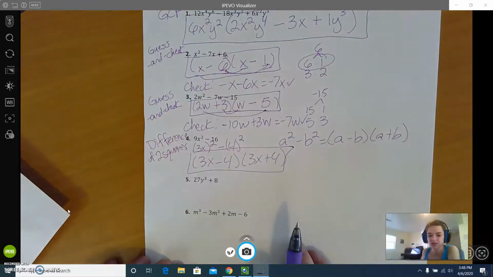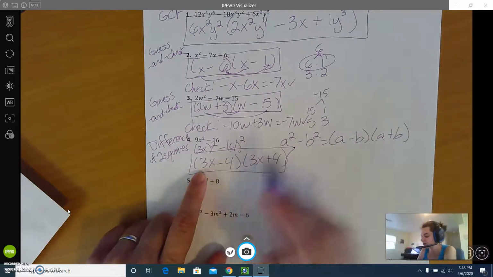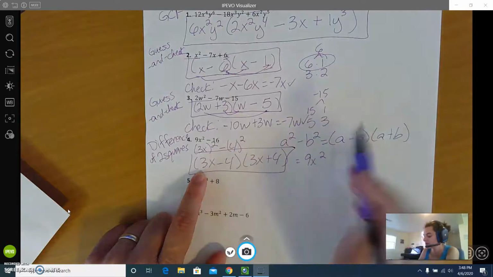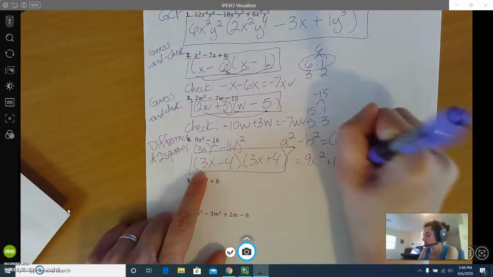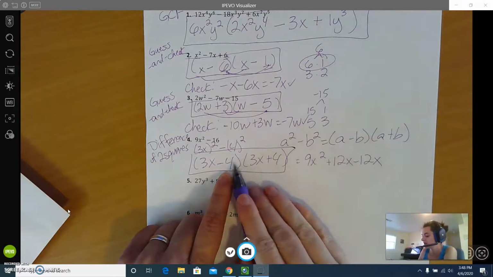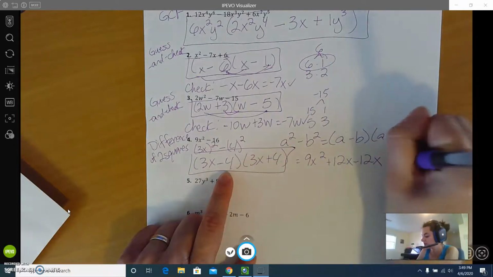And if you'd like to check it, you certainly can. 3x times 3x would be 9x squared. 3x times positive 4 is positive 12x. Negative 4 times 3x is minus 12x. And negative 4 times positive 4 is negative 16.